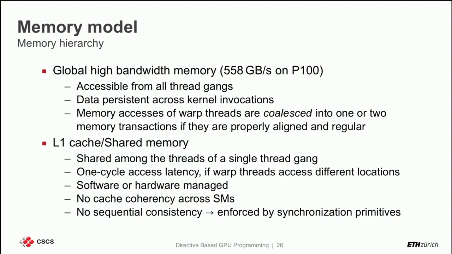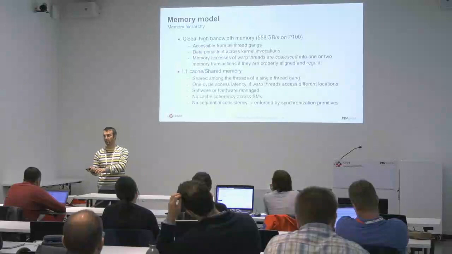Another important feature is that the data is persistent across kernel invocation, and that allows us basically to copy data before, have the data there, call kernels to work on the data, and then move out the data when we're done with that. Another important feature is that the memory accesses done by the threads of a warp may be coalesced. Coalesced means that they are grouped together in a single transaction if they meet certain requirements, and that's also crucial.